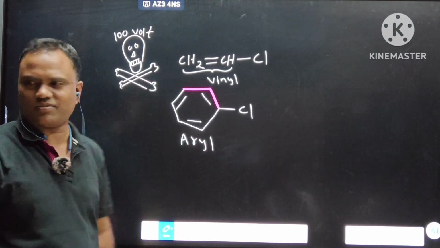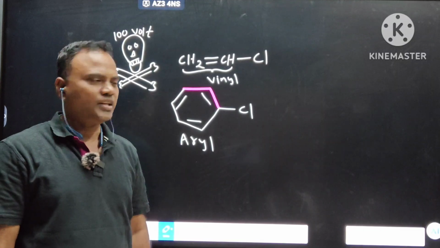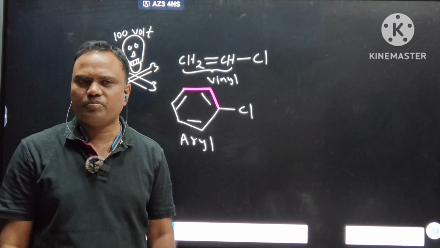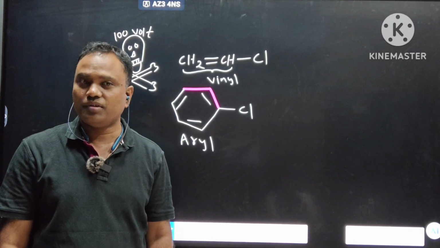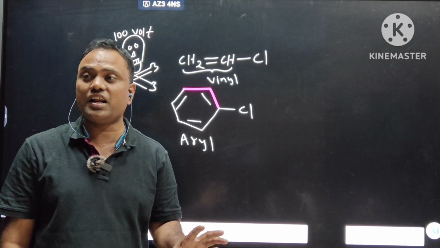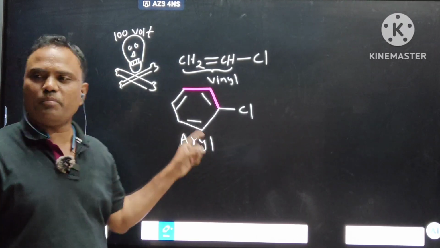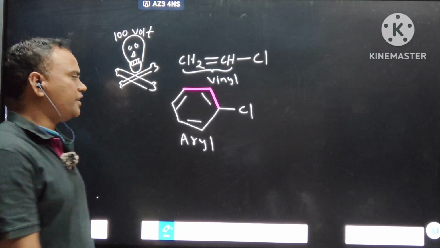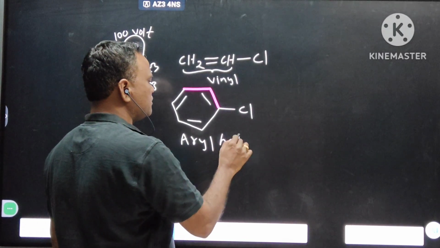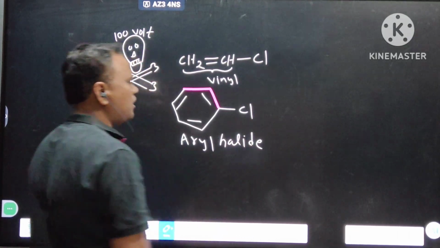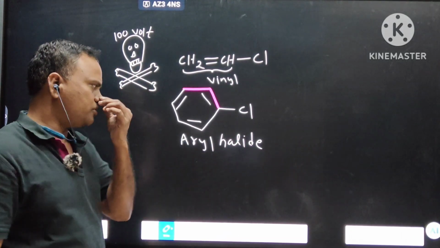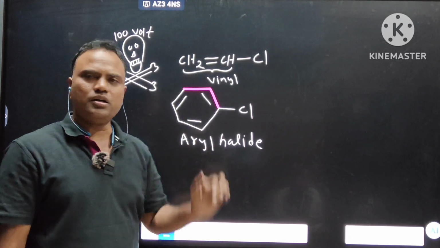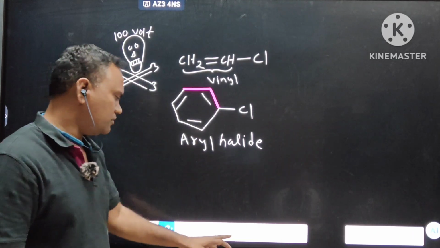Benzyl means the previous one. Aryl halide is nothing but chlorobenzene, bromobenzene, iodobenzene. Commonly called aryl halides, aryl group, aromatic. You can consider it as aryl halide or chlorobenzene, aryl chloride, you can call it that also, right? Vinyl chloride, aryl chloride, and another one.